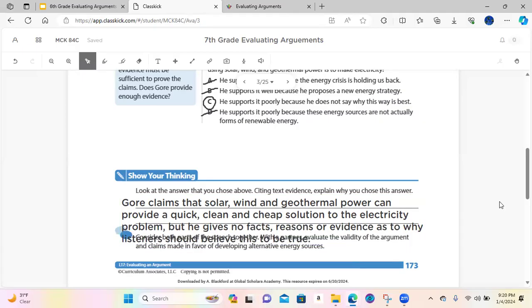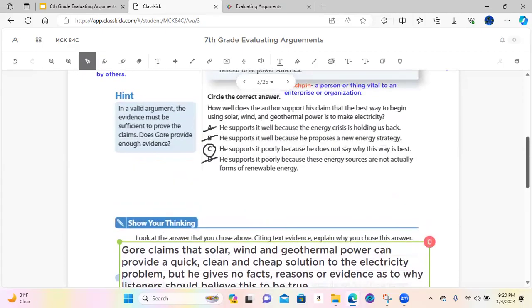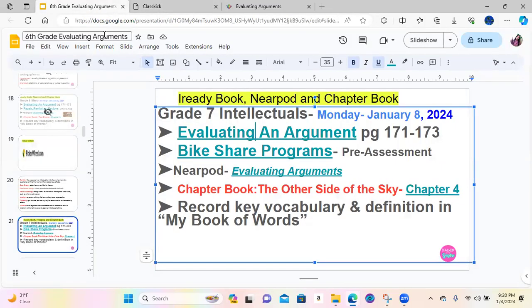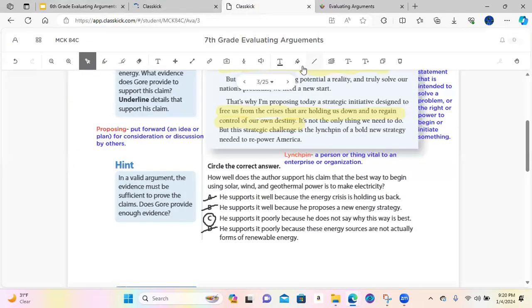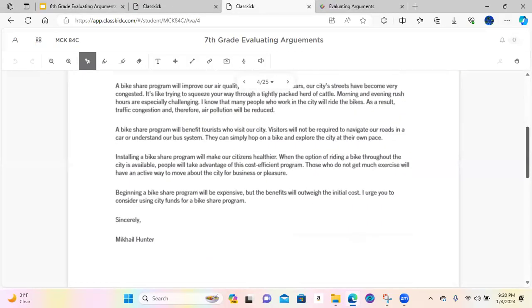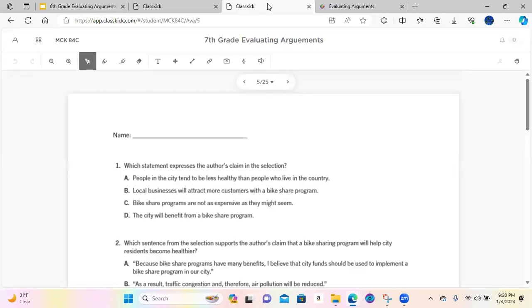Okay, so you can go ahead and record your response on Classpeak, or if you're using your iReady notebook, you can record your response. So we have come to the end of our whole group lesson. Good job participating. Now you're going to move on to your small group activity, on bike share programs. You're going to work in your groups to read this text and answer the question.